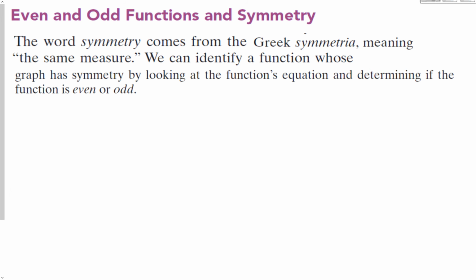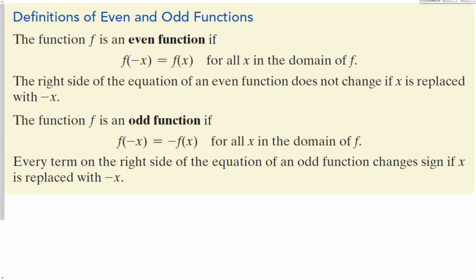Okay, so most of those things, increasing, decreasing, constant, and relative max and relative min, you can sort of tell just by looking at the function, just by looking at the picture. Even and odd functions and symmetry come from the equation. The word symmetry comes from the Greek symmetria, meaning the same measure. And we can identify a function whose graph has symmetry by looking at the function's equation and determining if the function is even or odd.